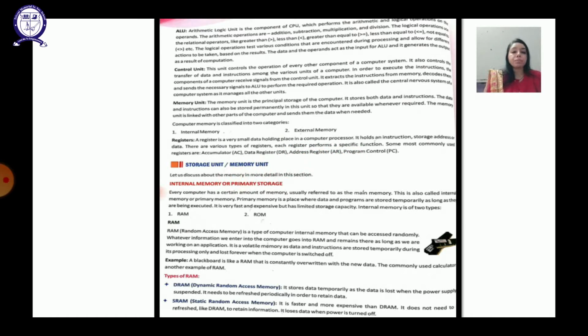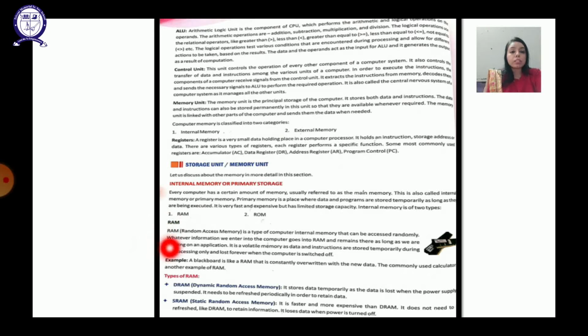Next we have the explanation of the memory unit. When we talk about the memory unit, we know that there are two types of memory. One is the internal memory, which we also call primary memory. It consists of two memories, that is RAM and ROM. Now RAM stands for random access memory and ROM stands for read only memory.